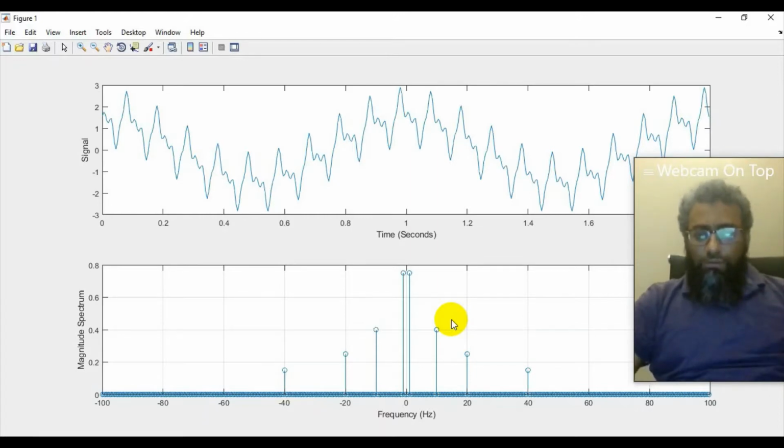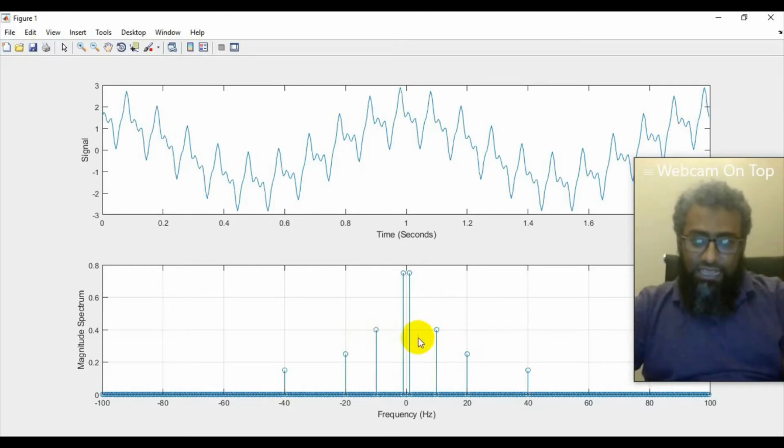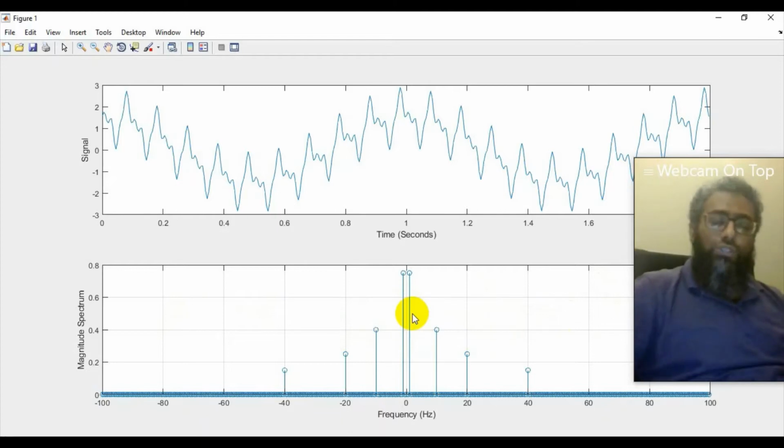So, the first thing we can see here is that this spectrum is two-sided.